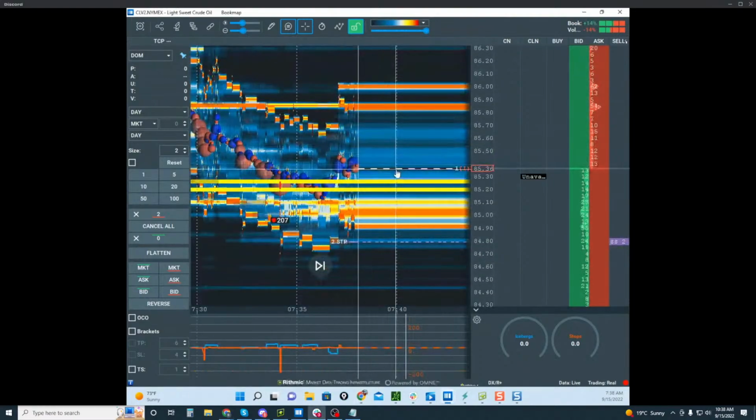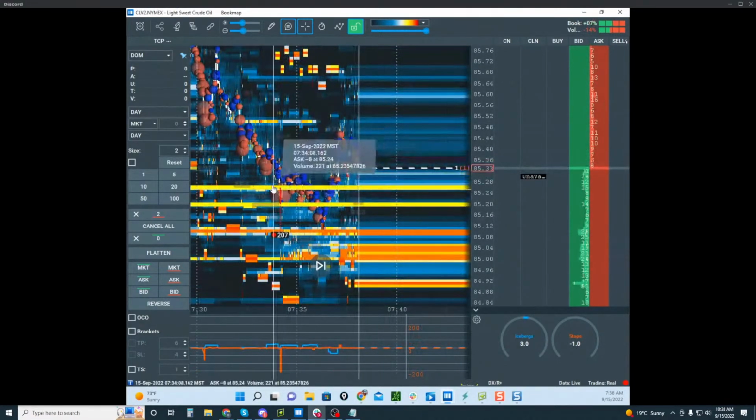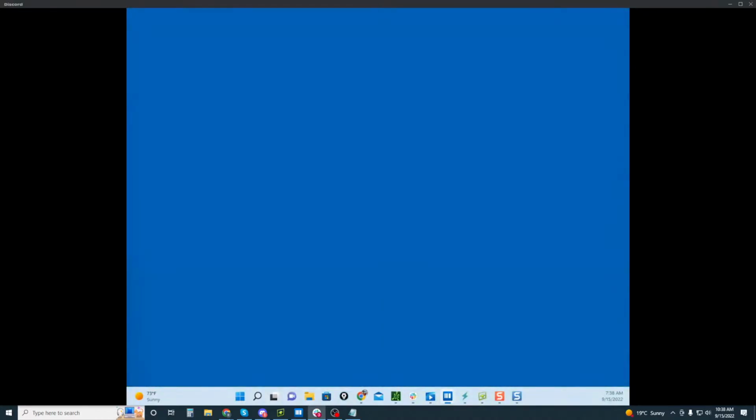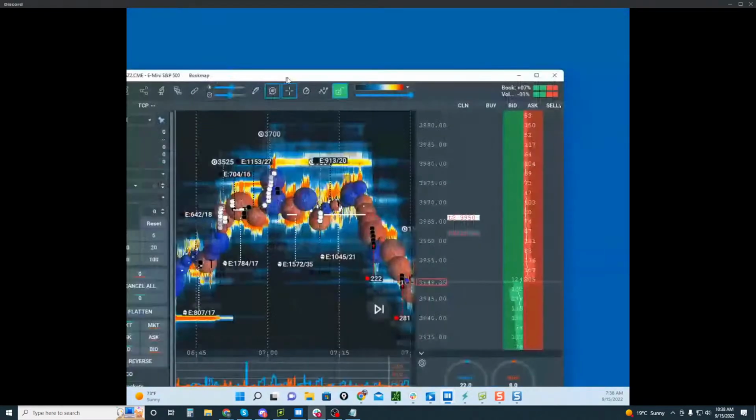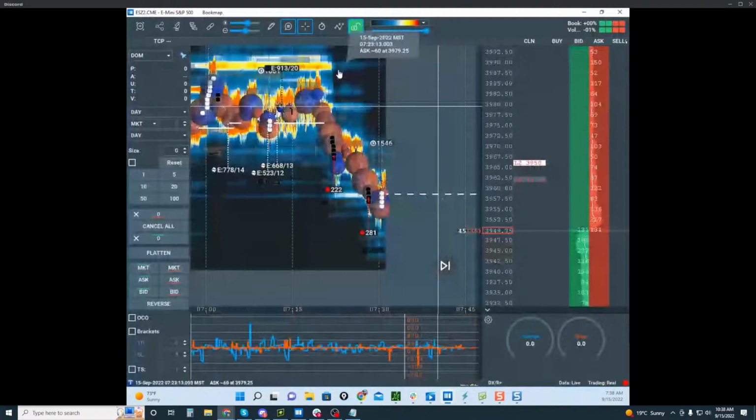So now we just let this play out and see how this market reacts to the real-time volume event, which is the driver of trading, not lines on a chart, not indicators. It's real-time volume events.